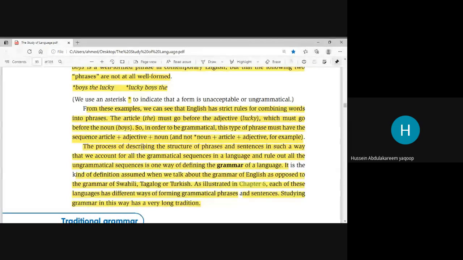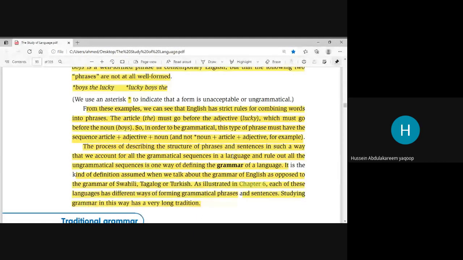Now, this is the definition of grammar: the process of describing the structure of phrases and sentences in such a way, which way? The way of labeling the words, so that we account for all the grammatical sequences. It means that in the grammatical sequences we may start with what? With the article, if it is necessary, then we go to the subject, then the verb, and then the rest of the sentence, maybe the complement. The grammatical sequences in a language. This is very general, so this definition is applicable to all languages. When we say in a language, we don't say in the English language. We say in a language.